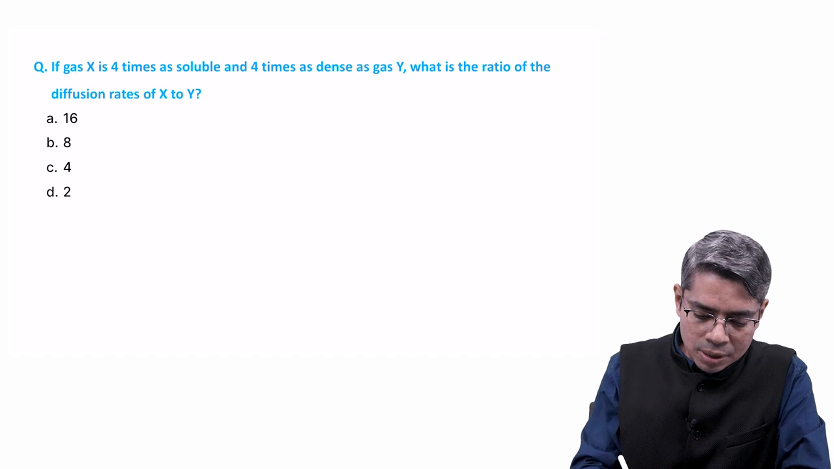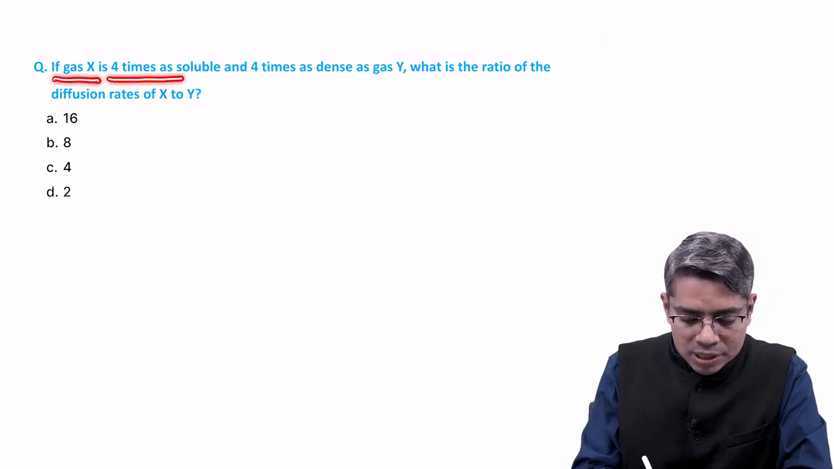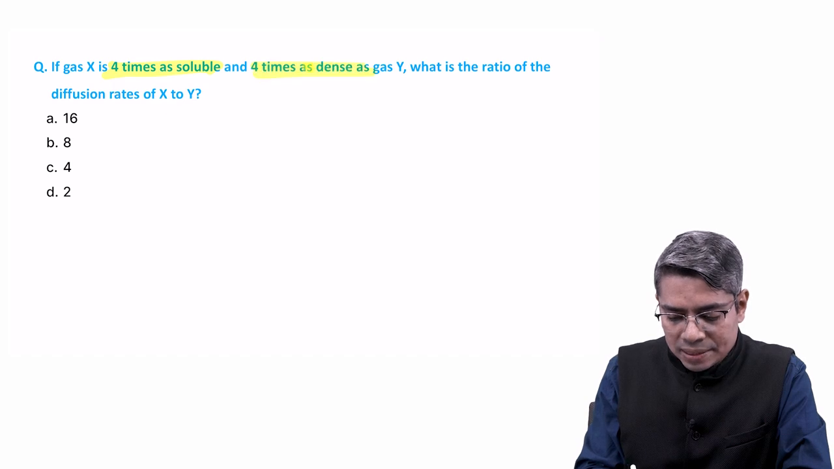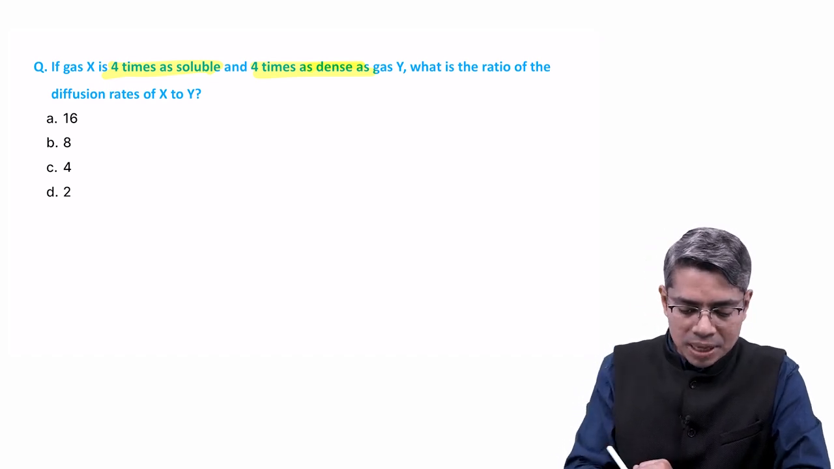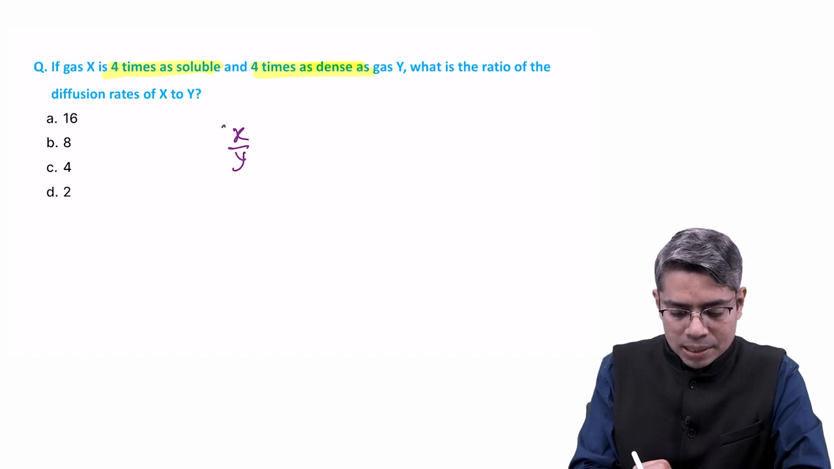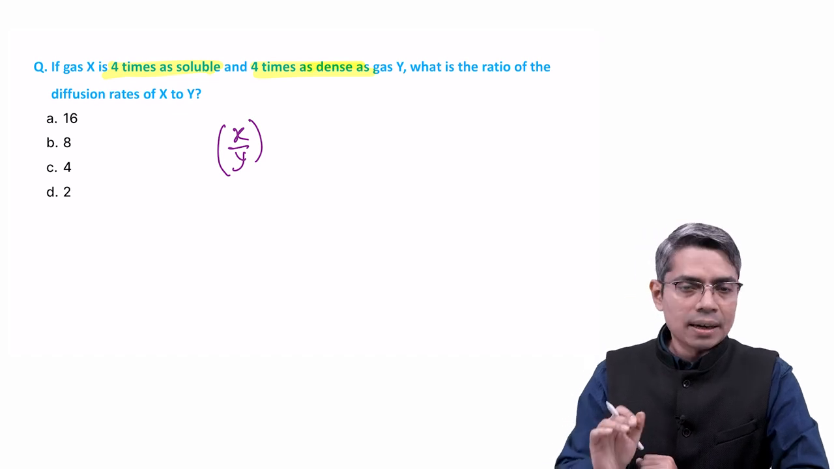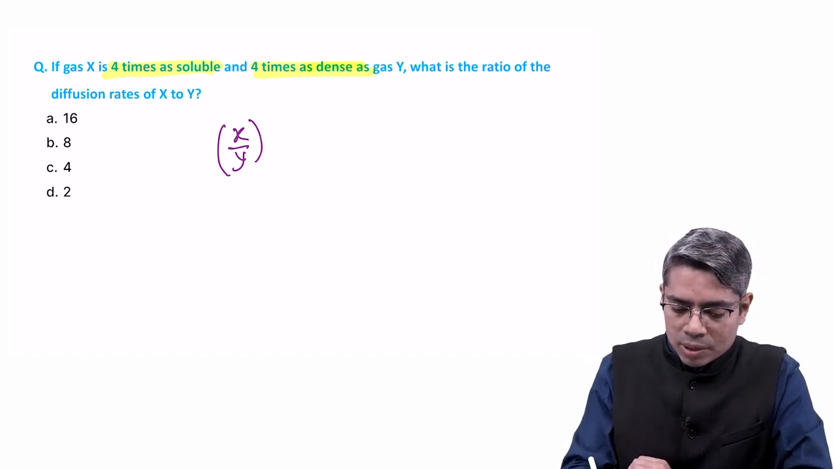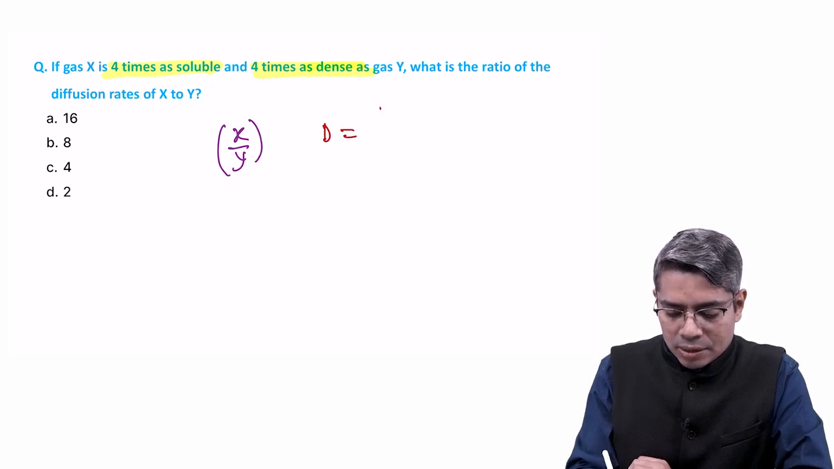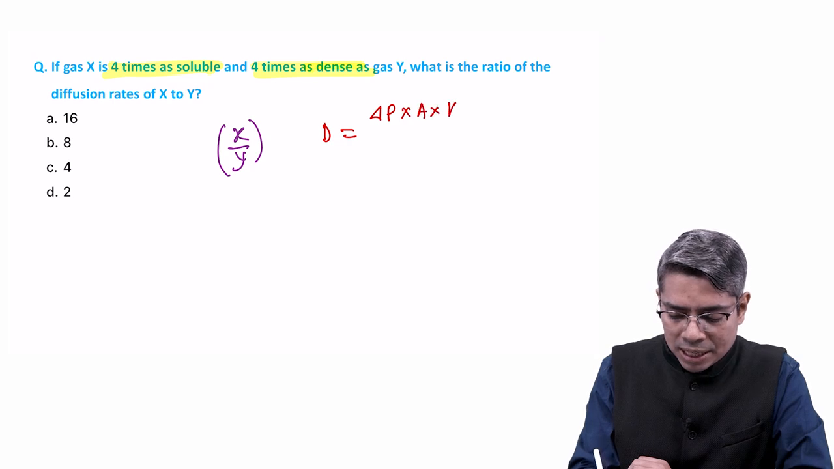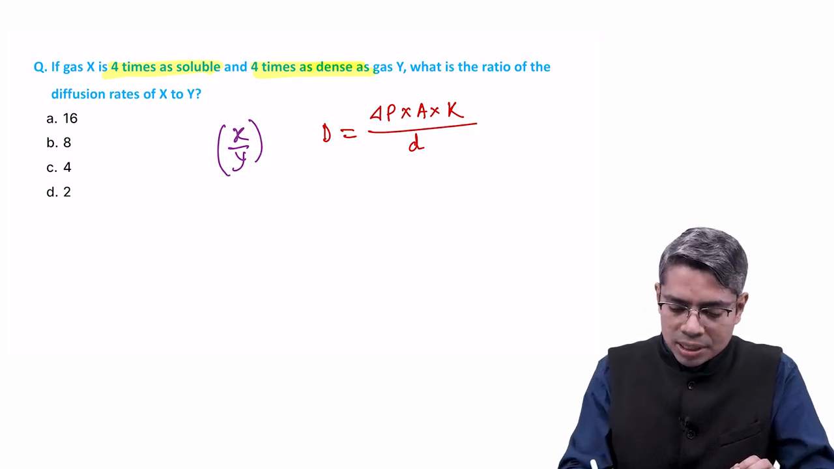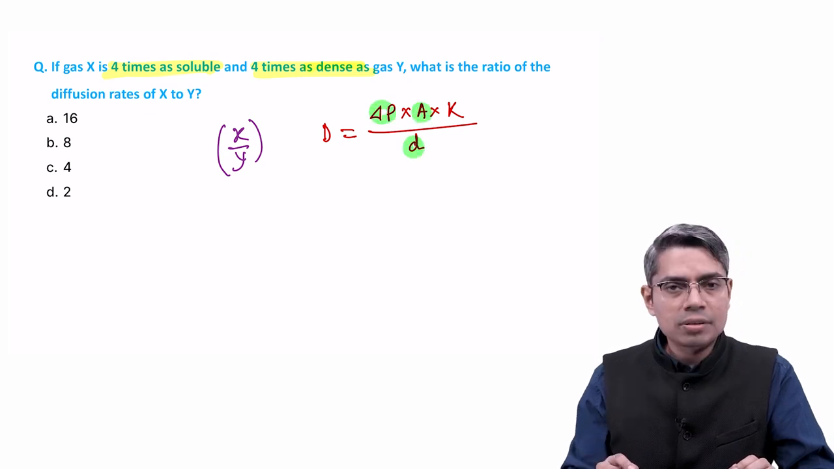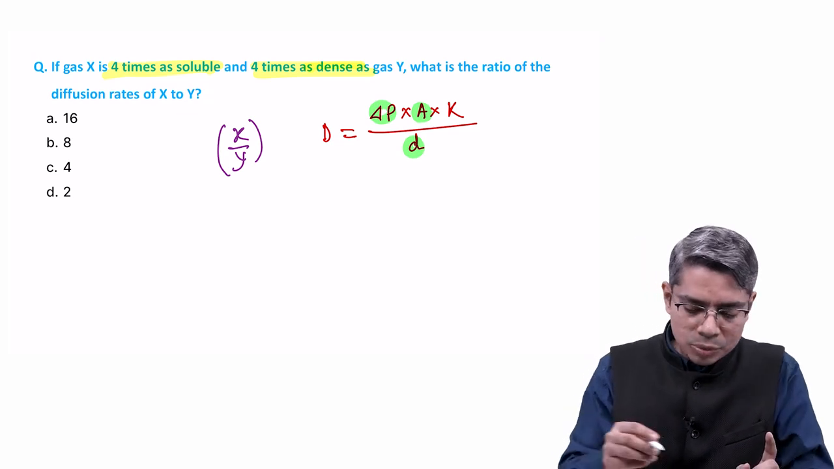So here the question is, if gas X is 4 times soluble and 4 times dense than gas Y, what is the ratio of the diffusion of X to Y? So you have to calculate the X to Y diffusion ratio. Here we are going to use the same formula, and what is that formula? We have already understood that D is equal to delta P multiplied by A multiplied by K upon small d. Got it? And every other parameter is constant in this question. So this is constant, this is constant, this is constant because it is not given in the question. So we are assuming that they are constant.